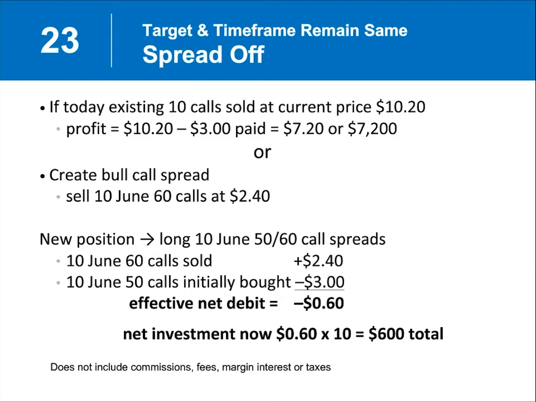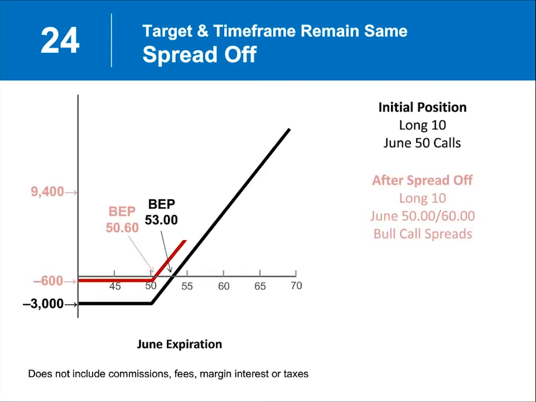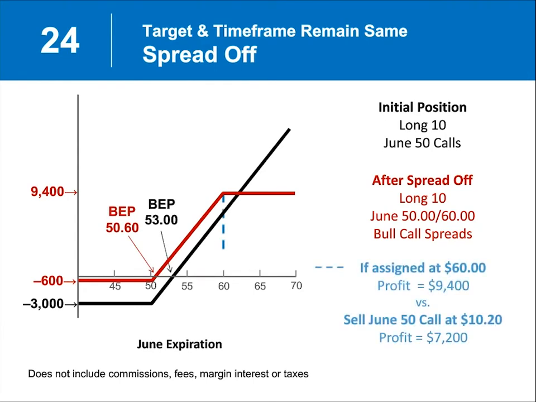$600 total investment. Let's take a look at how that compares on the P&L graph. And I will point out that the spread is in the same month. So these P&L graphs are very comparable, although what we're really comparing is the spread versus selling the option for our $7,200 profit. Let's take a look at how this looks on the graph here.